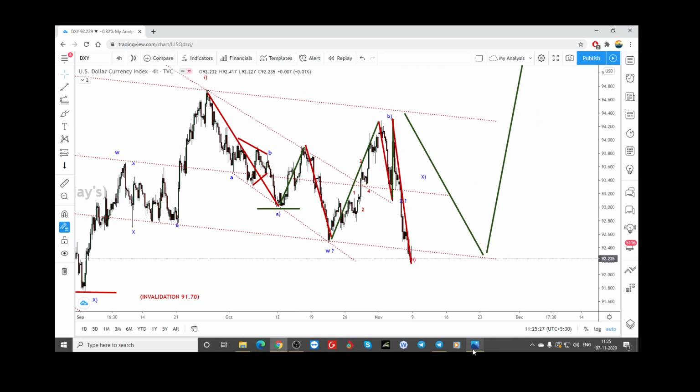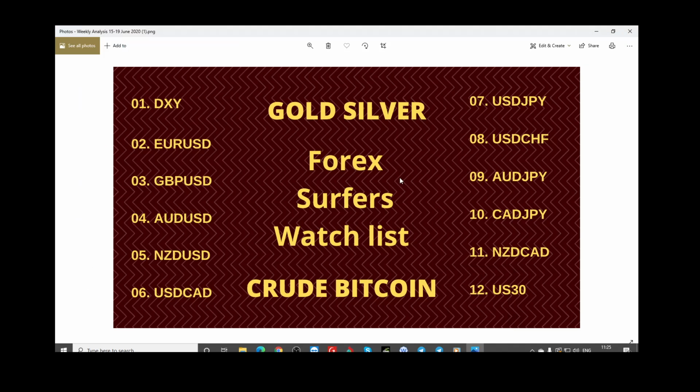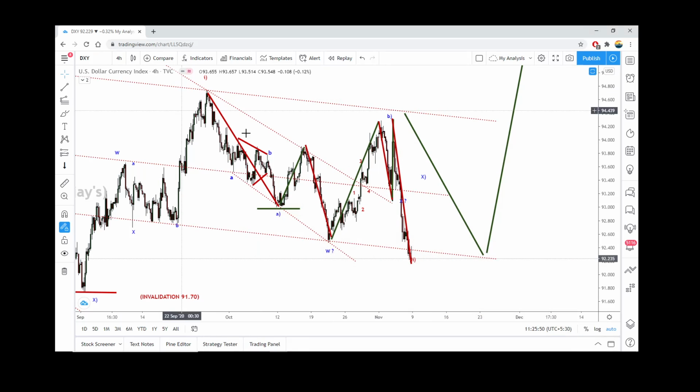So we will have a look at the watch list: GXY, EURUSD, GU, AU, USDCAD. These are the pairs we regularly watch and analyze. I also included Euro New Zealand, so have a look there after we finish our watch list. We will start with GXY.